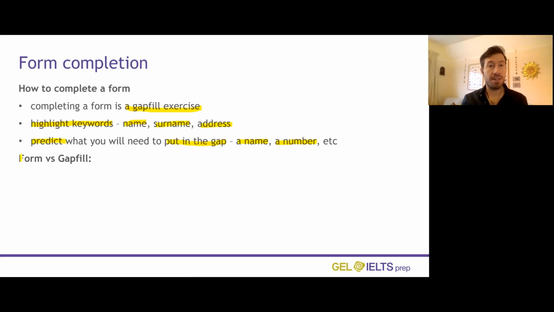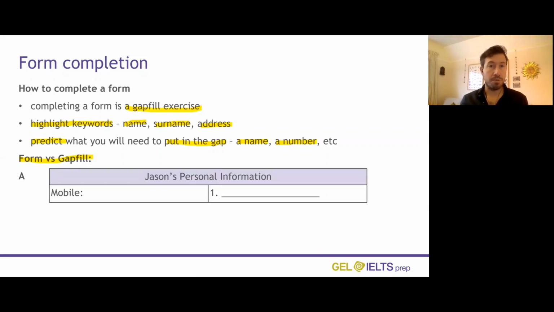So let's just look at the difference between a form and a gap fill. They're not really different in the content, but just how they look is different. So we can see here, this would be a form, and it has the person's name here, and it says personal information. It's organized in 2 boxes. Here it's got their mobile and a colon, and then here it has the number, which is the question. And so the missing information here is going to be a phone number. This is what a form looks like.